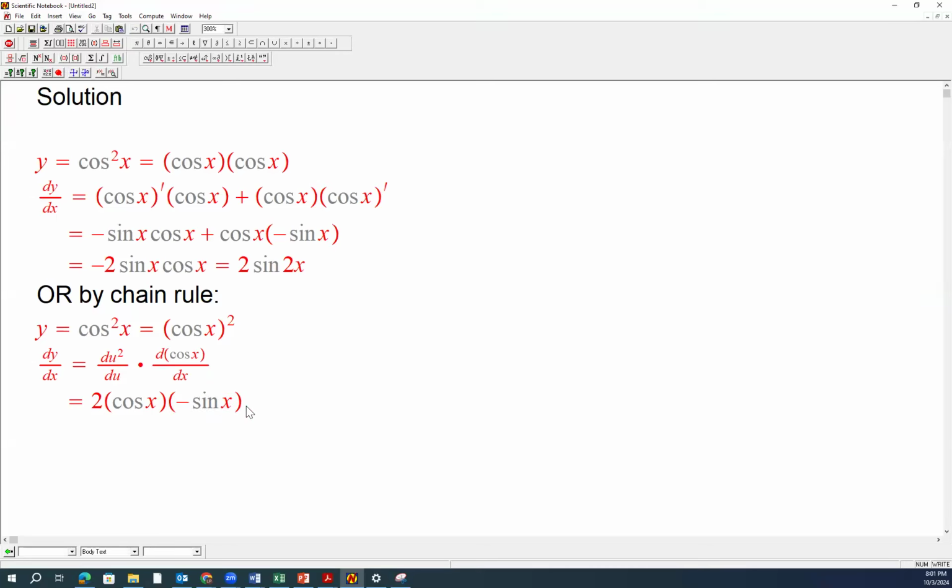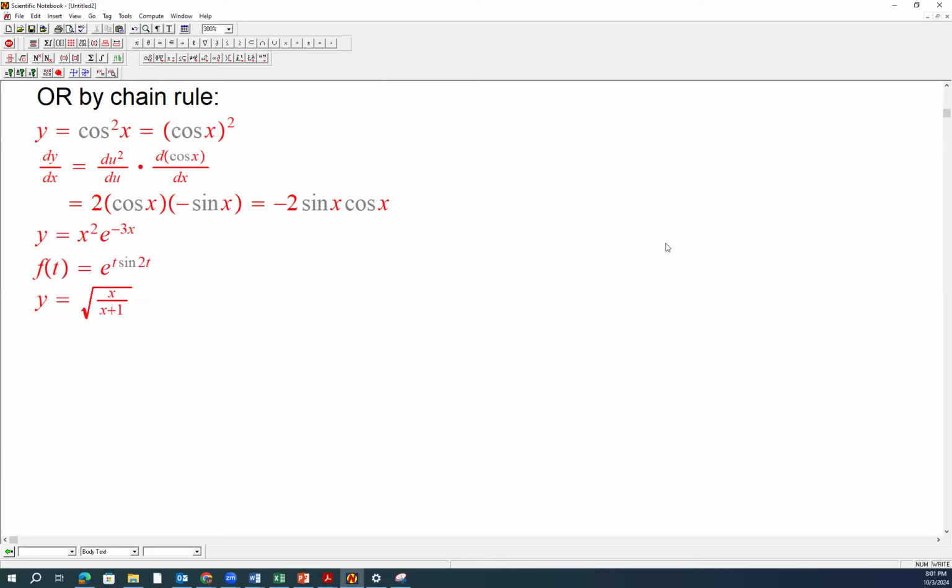Don't miss this parentheses. If you miss this parentheses, it will be regarded as subtraction. So this parentheses is essential. Without it, you're losing a point. In the end, we get negative 2 times sine x cosine x, and you're done. Okay, so that was the first one.